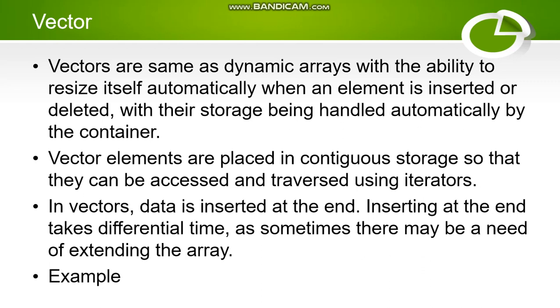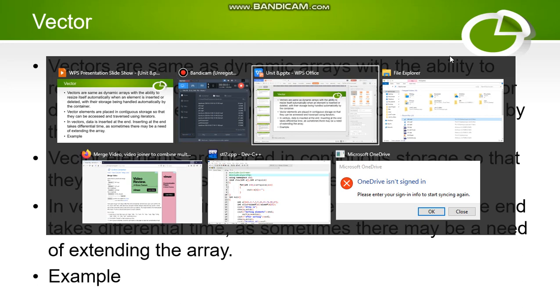So vector elements are placed in contiguous storage so that they can be accessed and traversed using iterators. Contiguous storage is nothing but continuous order. In vectors, data is inserted at the end. Insertion at the end takes differential time, as sometimes there may be a need of extending the array. So insertion of data elements is always done at the end only. So that is nothing but the vector. Let's see one example for the vector, how to write the vector and execute the elements of a vector, so that you can understand.